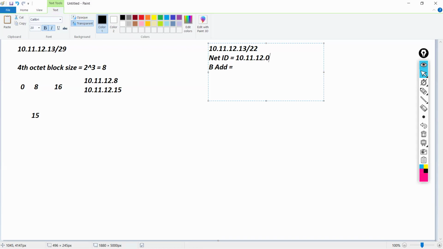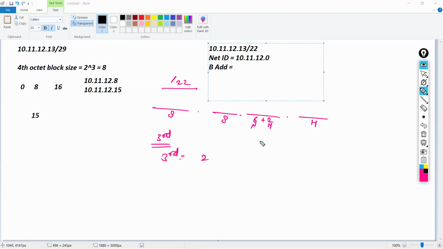See here. Slash 22 means 8, 8, then 16, plus 6 here and 2 host bits, and then these are all host bits. Correct? Which octet is interesting? The third octet. The third octet block size will be 2 to the power of how many host bits here? 2 squared is 4. So in the third octet, the first two are constant, 10.11.